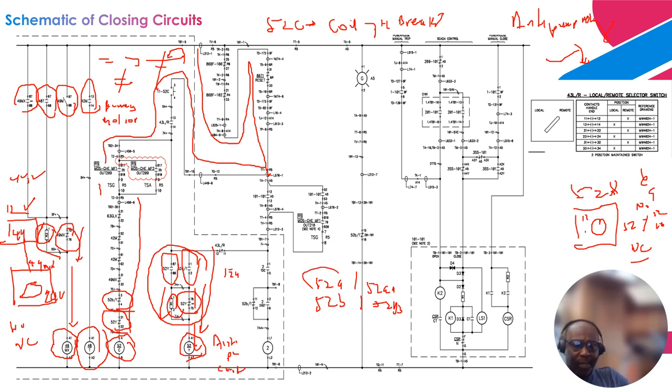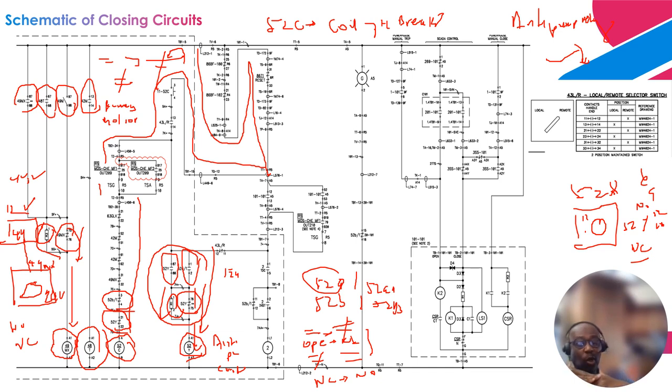Okay, so the 52A, like I told you, is a normally open contact, and when the breaker moves from open position to closed position, it changes state from normally open to normally closed. On the other hand, the 52B contact performs the opposite, right? In the shelf state, it is normally closed. So if the breaker changes to a closed position, then that is when it changes from normally closed to normally open. So that is the difference between those two contacts, right?